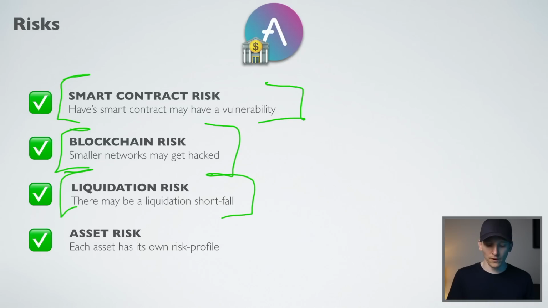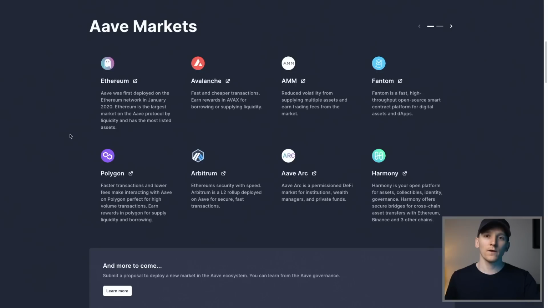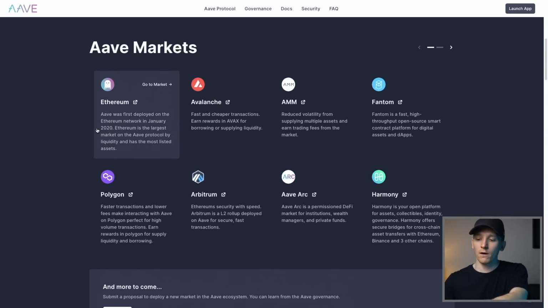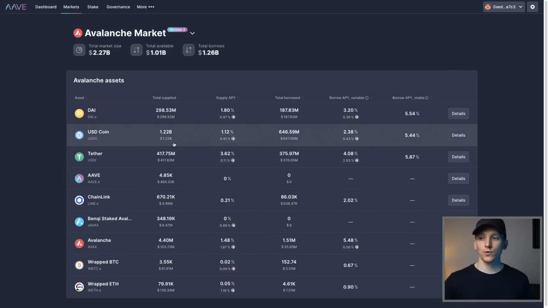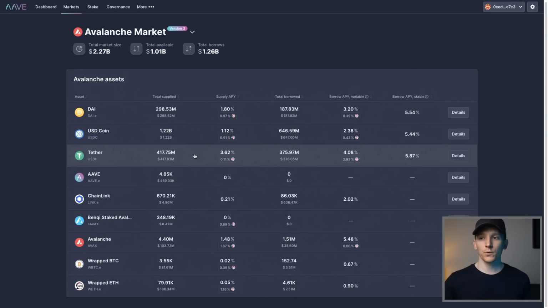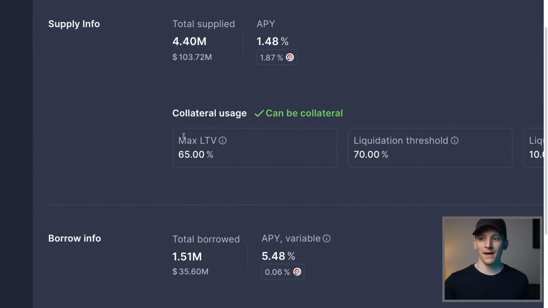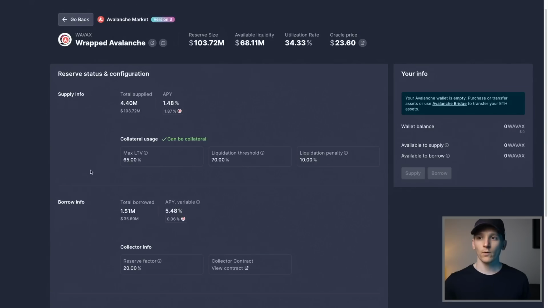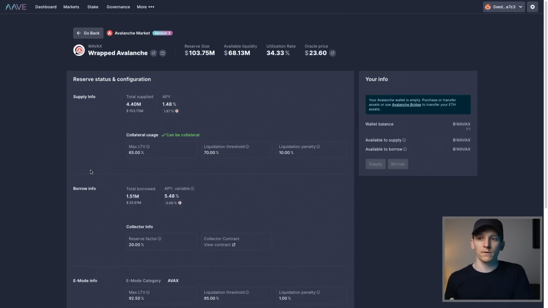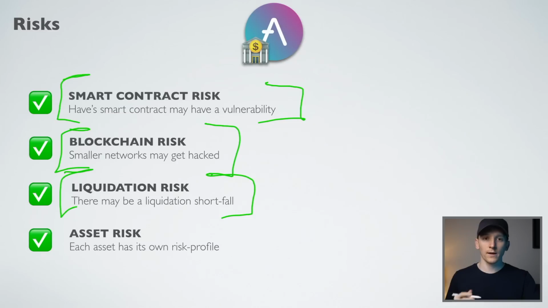The next type of risk on Aave is liquidation risk. If you borrow lots of money on Aave and the value of your assets falls, then you could be liquidated. So for example, if I put Avalanche on the platform, and you can see you can borrow against this, max LTV is 65%. So I borrow tons of US dollars against my Avalanche position, and then Avalanche falls in value, then I could get liquidated.